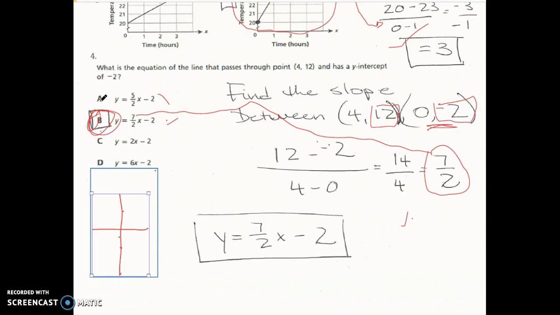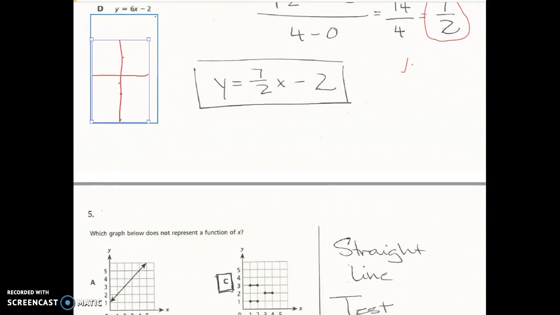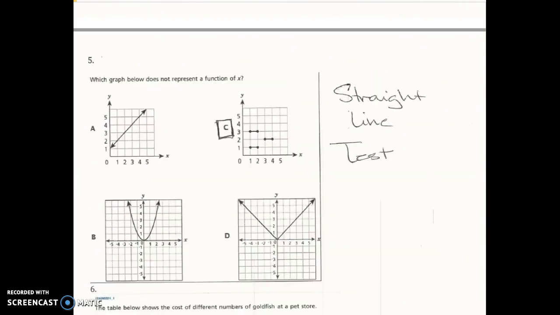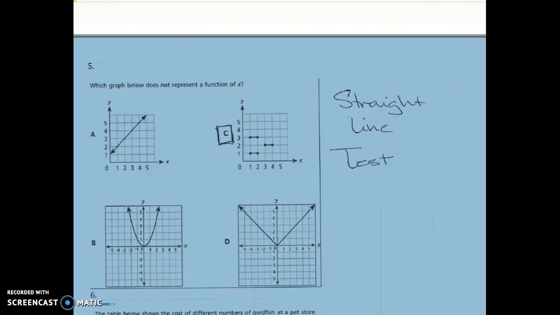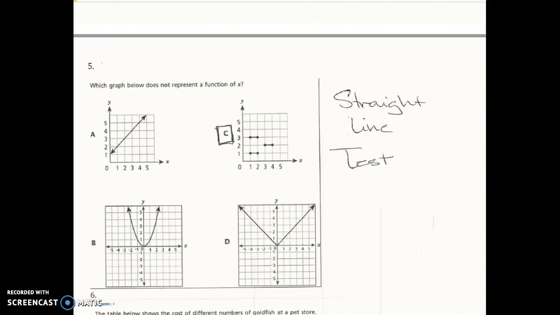Moving on now to question 5. Take a second to refresh your notes. Question 5 says, which graph does not represent a function of f of x? So for any of these, you just use your straight line test, and I can see that pretty much I can put a straight line through any one of these graphs.